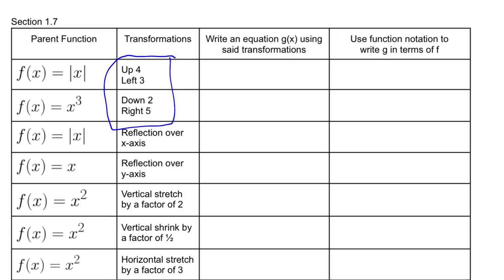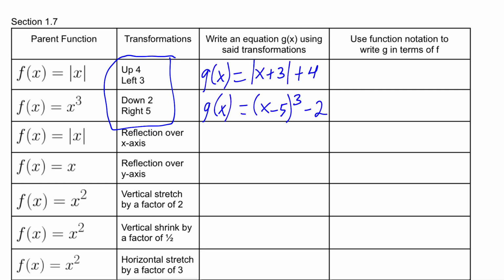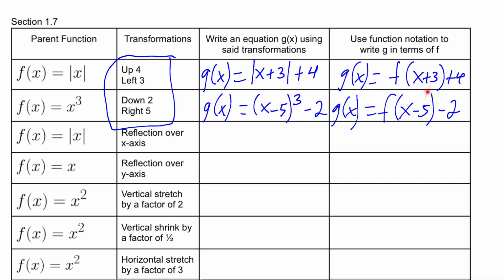When it comes to 1.7, think of these transformations in groups. The first one, we are moving up, down, left, and right. The up and down go over here, and the left and right are there with the x, and they're opposite. When we put things in function notation, the parent function part goes away. We don't see absolute value or cubed, but the transformations are still there, and we reference f for the parent function.